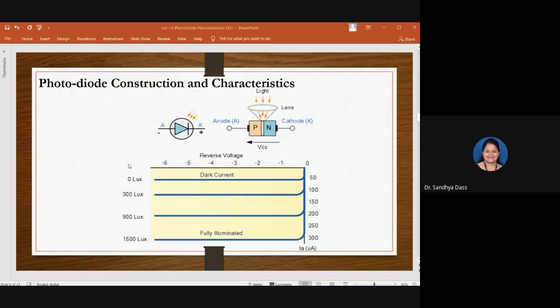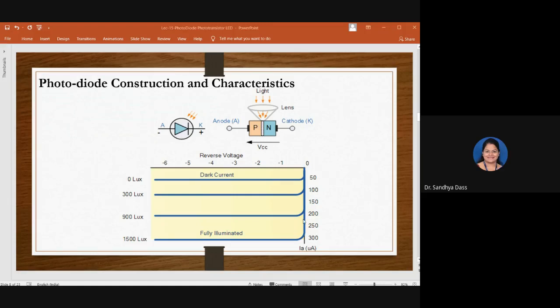Yeah, typically this is the symbol and construction detail of the photodiode here, and even the VI characteristics. So the construction of the photodiode light sensor is similar to that of the conventional PN junction diode, except that the diode outer casing is either transparent or has a clear lens to focus the light onto the PN junction for increased sensitivity. So the junction will respond to light, particularly longer wavelengths.